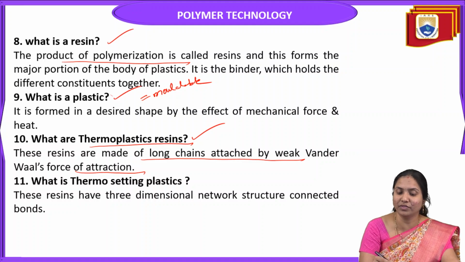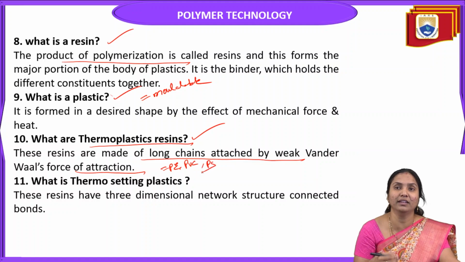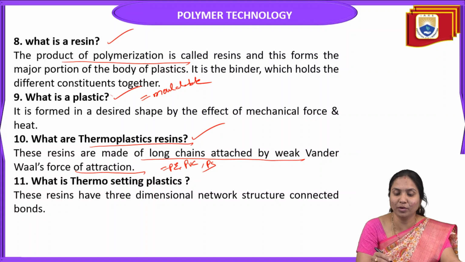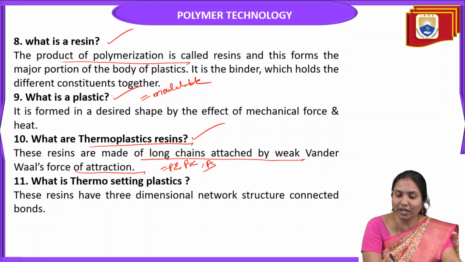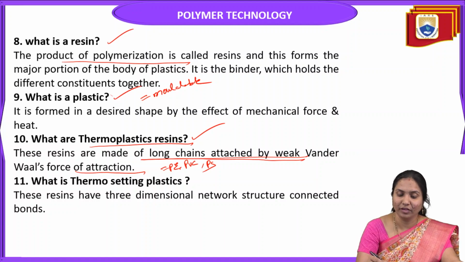The best examples of thermoplastic resins are polyethylene, polyvinyl chloride and polystyrene, etc. So, soft on heating, hard on cooling is called thermoplastics. These are made of long chains attached by weak van der Waals forces of attraction, and are called thermoplastic resins.